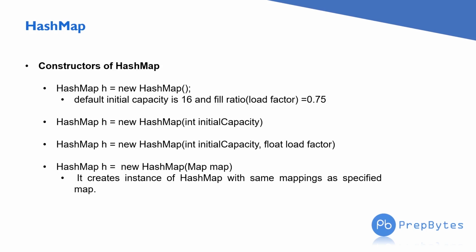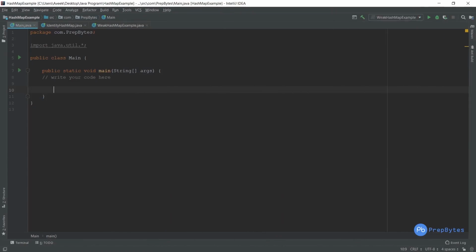So let's now code. In this code, I will simply show you these methods in action. So hash map, and I can pass integer for my keys and string for my values. Map equals new hash map. No issue. Now let's see the put method.